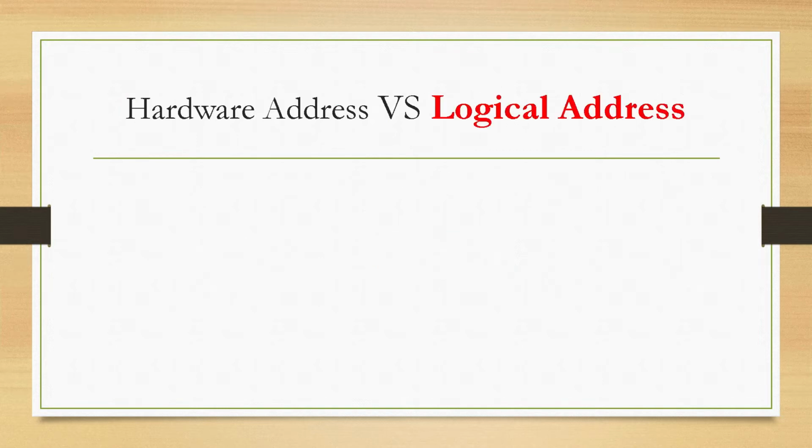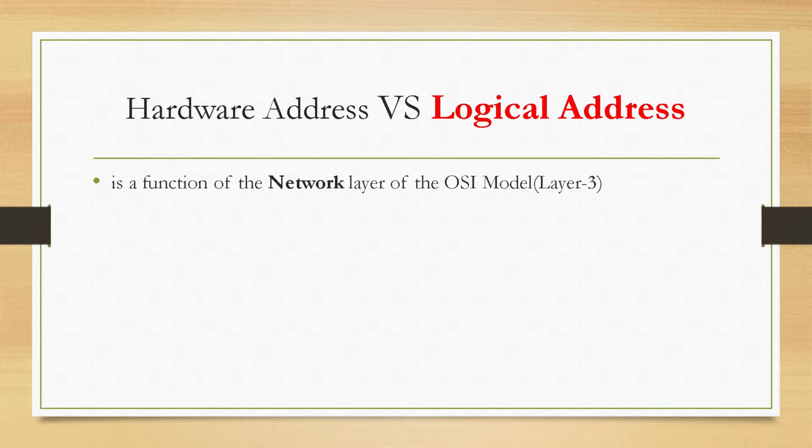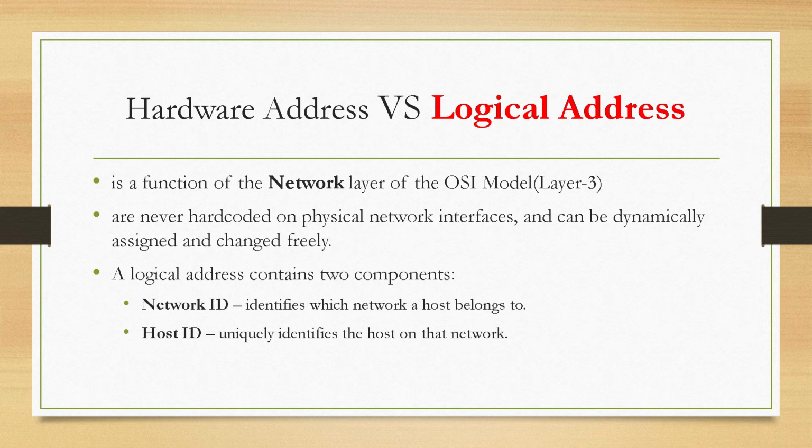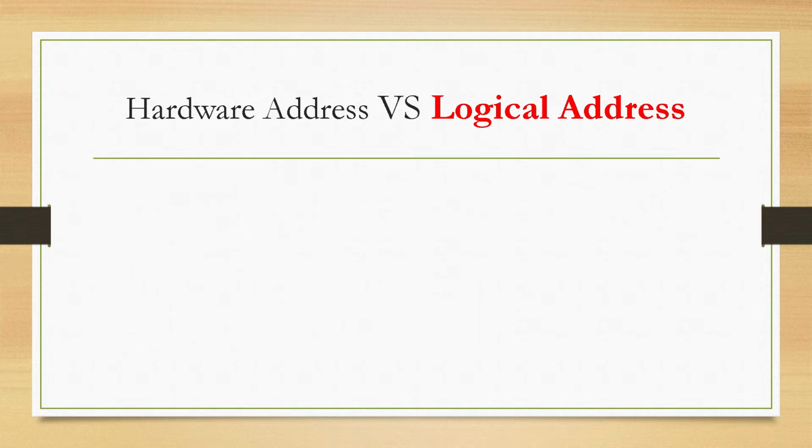Now, what about logical address? A logical address is a function of the network layer of the OSI model, layer 3. They are never hard-coded on physical network interfaces and can be dynamically assigned and changed freely. A logical address contains two components: the network ID, which identifies which network a host belongs to, and a host ID, which uniquely identifies the host on that network.